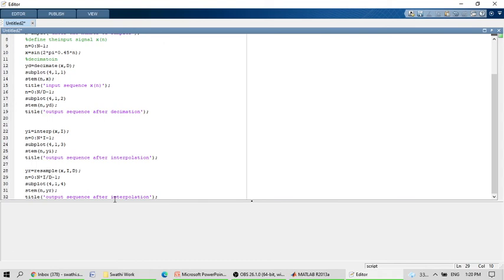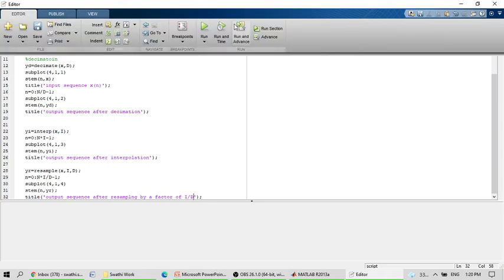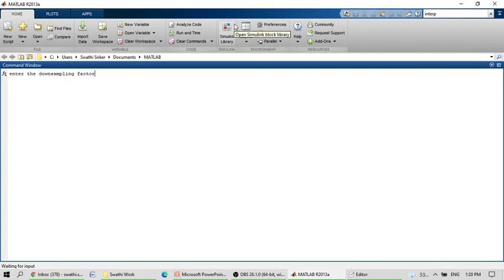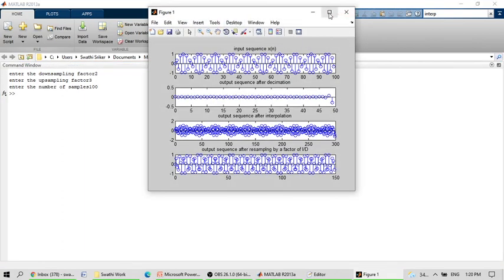So this is the output sequence after resampling by a factor of I by D. Let us run the program and we will observe the output sequence. Let us say the downsampling factor is 2, upsampling factor is 3, and the number of samples I am taking as 100. So let us observe the outputs.